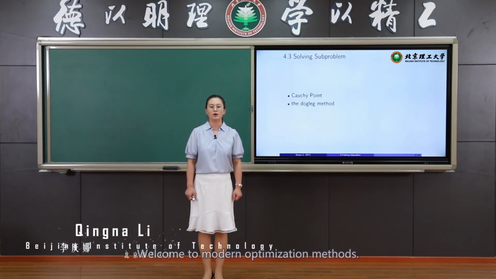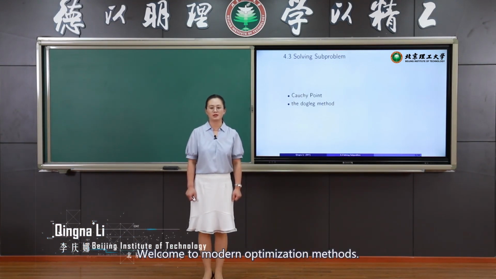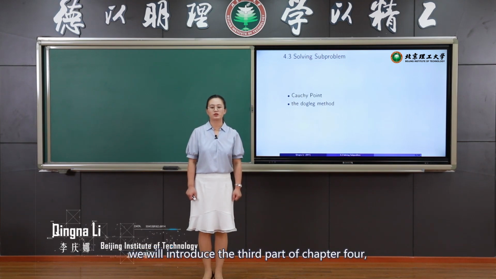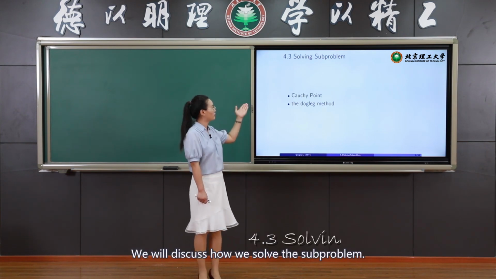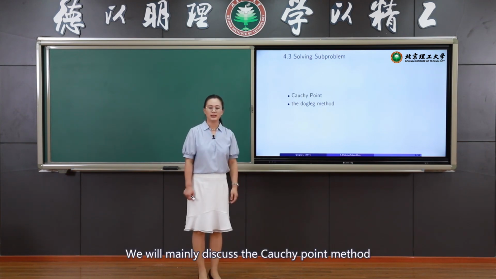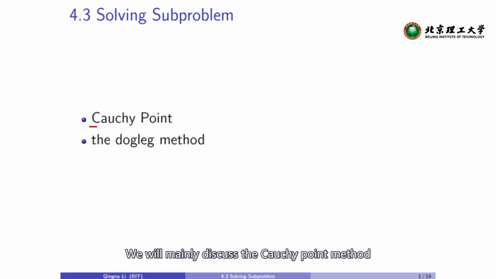Hi everyone, welcome to Modern Optimization Methods. In this part, we will introduce the third part of Chapter 4, the Trust Region Methods. We will discuss how we solve the subproblem. We will mainly discuss the Cauchy point method as well as the dogleg method.